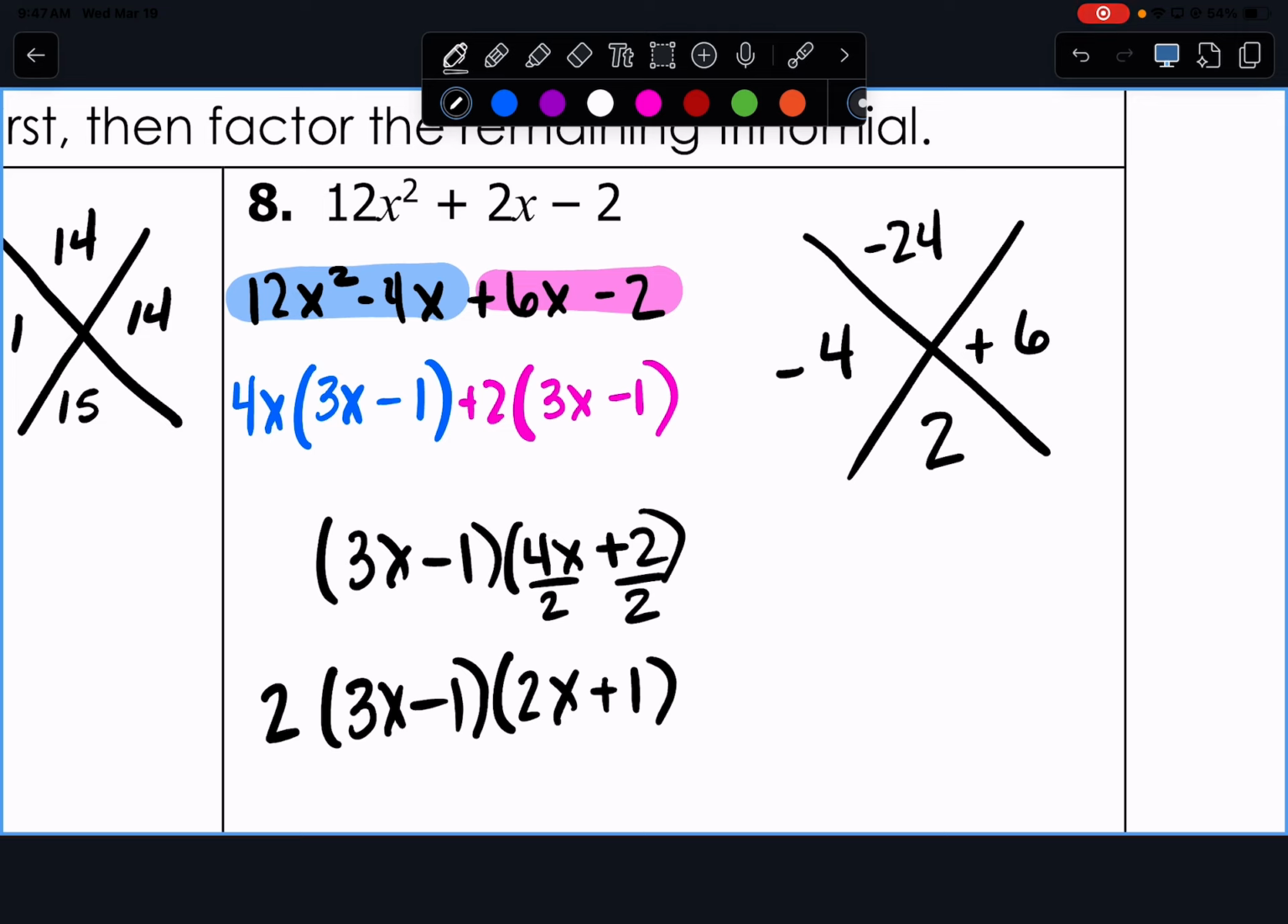That's the first step I do with any factoring problem: I just look at it and go, do I have a GCF? Yes. Take it out. No. Okay, go on to my next thing. But the first thing I ask myself every time I have a factoring problem is, hey, do I have a GCF? And if I do, I take it out.